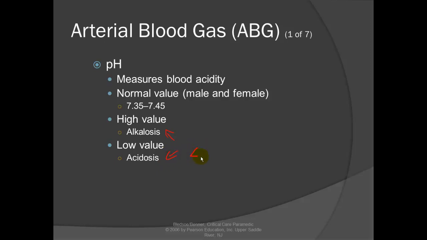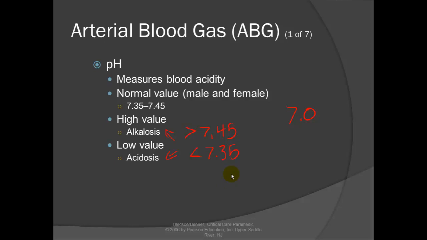So less than 7.35, greater than 7.45. Now, neutral pH is 7.0. That sure doesn't look like a 7, does it? Neutral pH is 7.0. So, and that's the pH of distilled water.